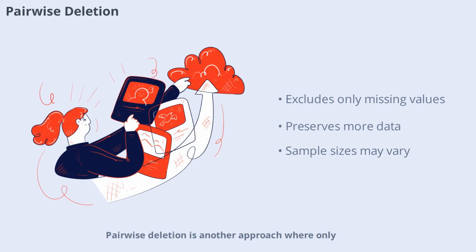Pairwise deletion is another approach where only the missing values are excluded from specific analyses, rather than removing entire rows.